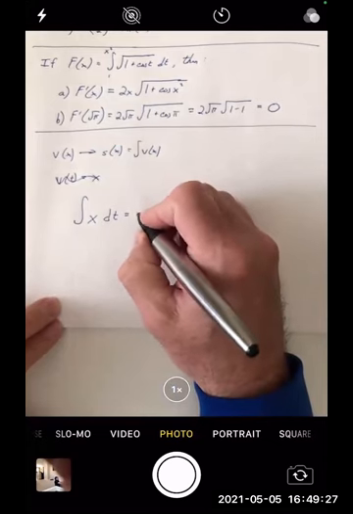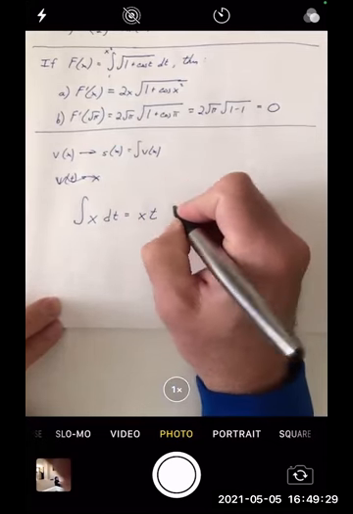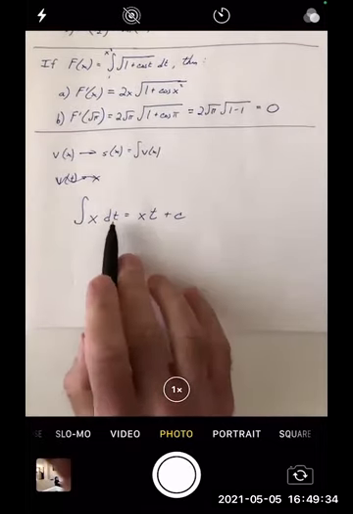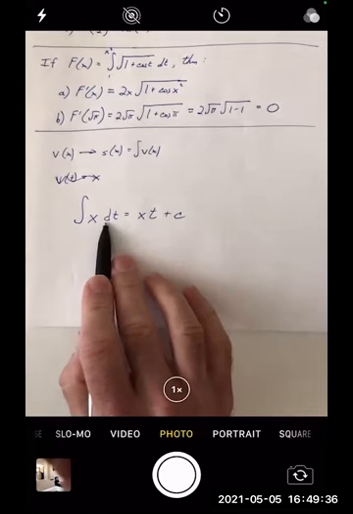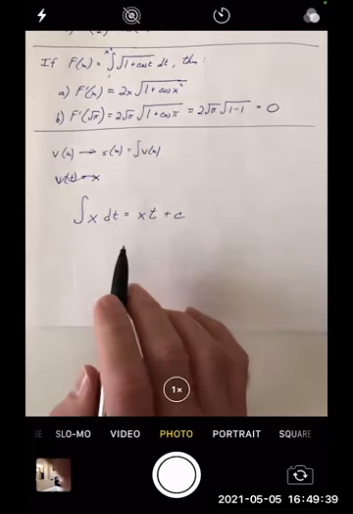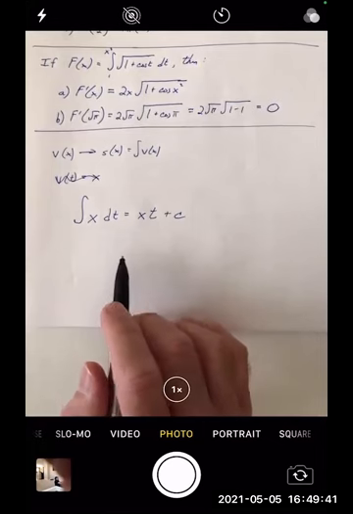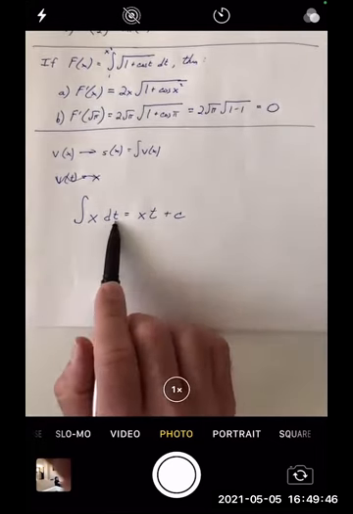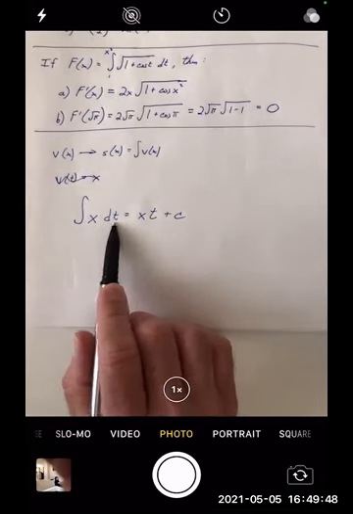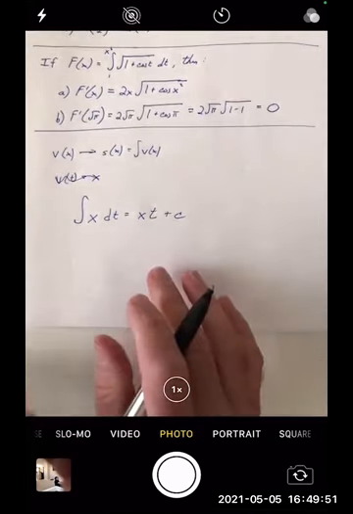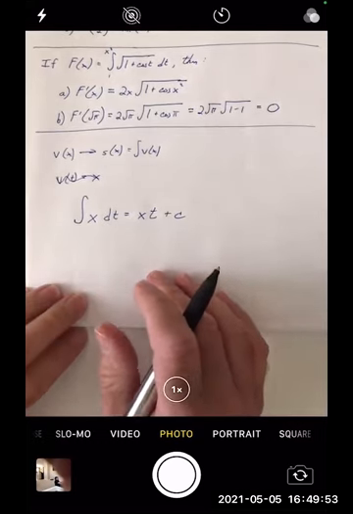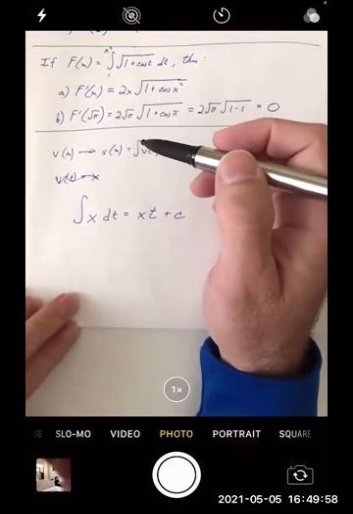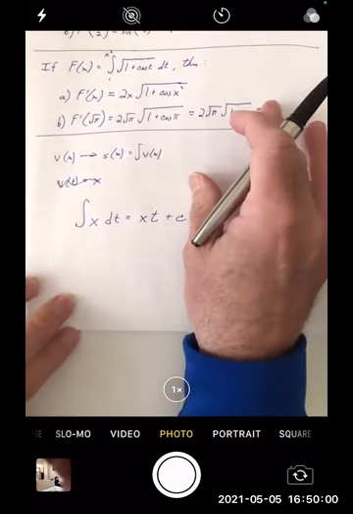So then it would be xt plus c. Imagine the x is a 1 or a 2 or a 3, because this is saying you have to integrate with respect to t. So every other letter is now just a constant. So in other words, that one on the quiz that said v of t equals ln of x squared over x was a typo.